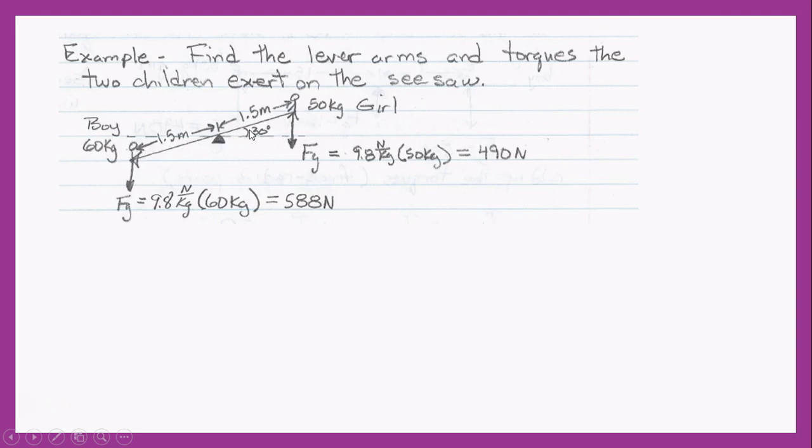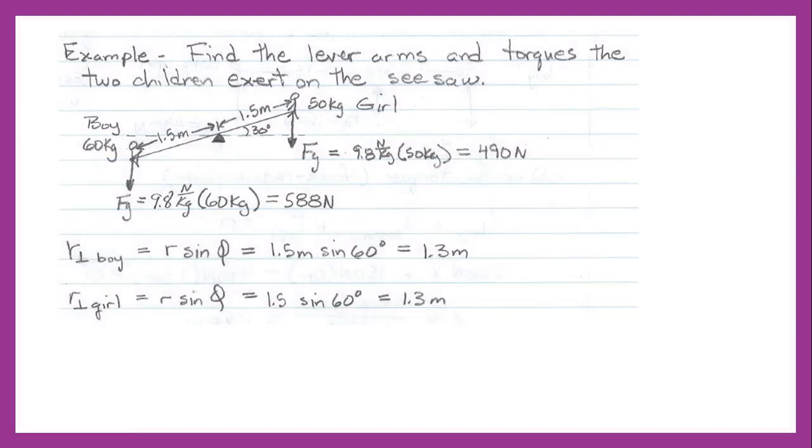And we're given that this is a 30-degree angle above the horizontal. We know the force being applied is the force of gravity, so we can calculate that for both the girl and the boy. First, we're going to calculate the lever arms for the boy and the girl. So that's the magnitude of the lever times the sine of phi. That's 1.5 meters times the sine of 60 degrees.